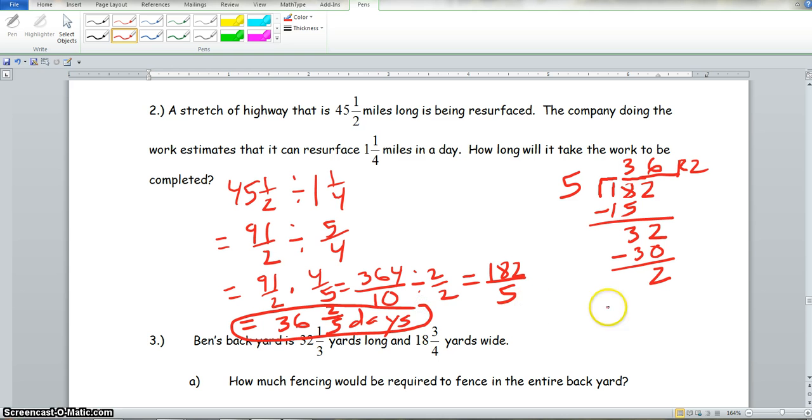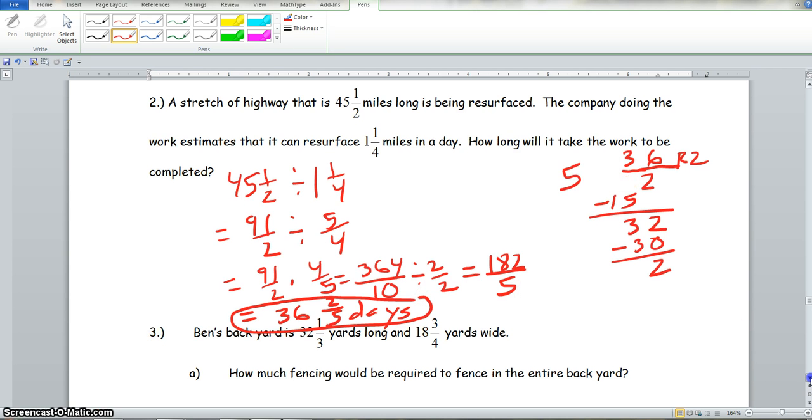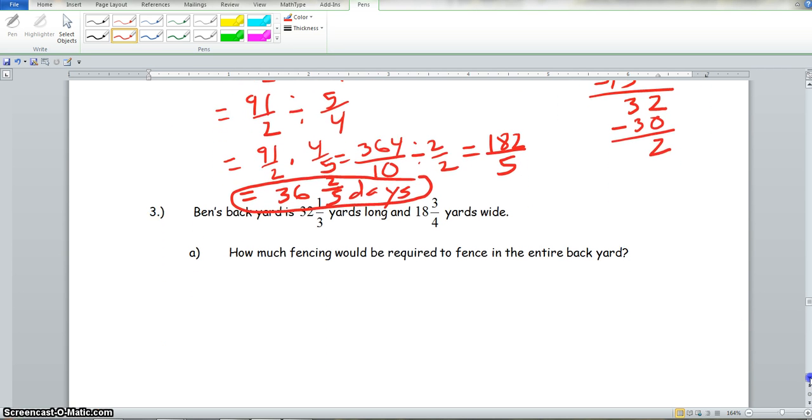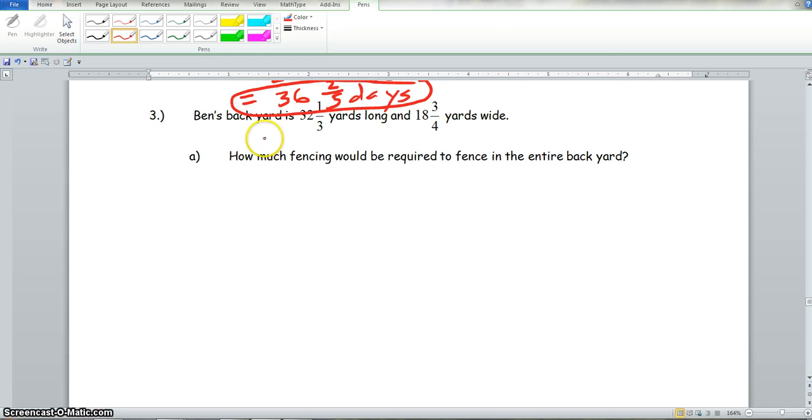And that is the final answer. Now we scroll down here to number 3. It says Ben's backyard is 32 1/3 yards long and 18 3/4 yards wide. How much fencing would be required to fence in the entire backyard?